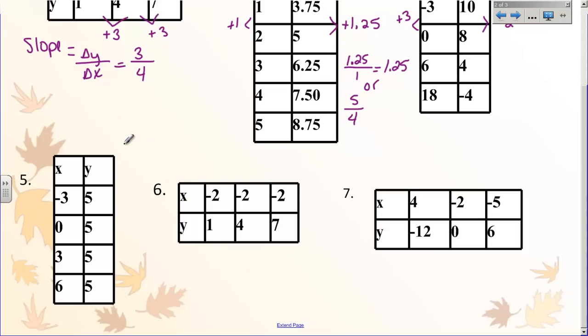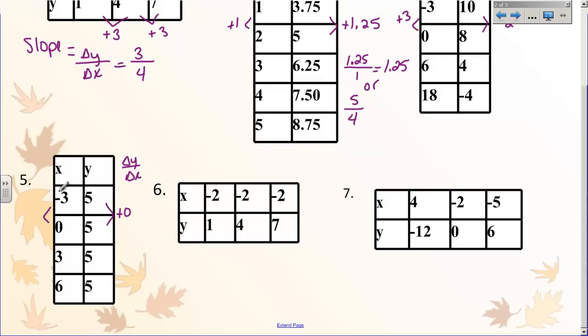Now let's look at 5 and 6. 5 is very interesting. Look at your y values. What do you notice about the y values all the way through? Hopefully you see that they are all exactly the same. So when I do my change in y over my change in x here, my change in the y values, there isn't one. It is not changing at all. From 5 to 5 is a change of nothing.